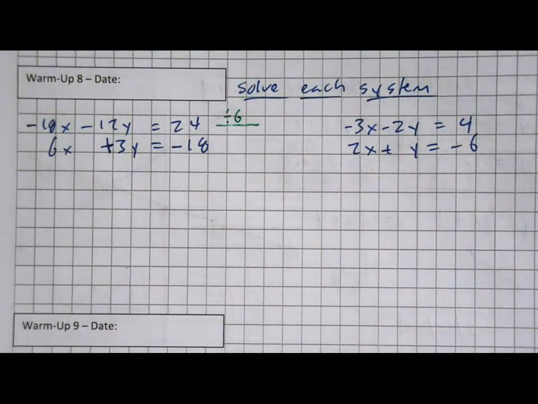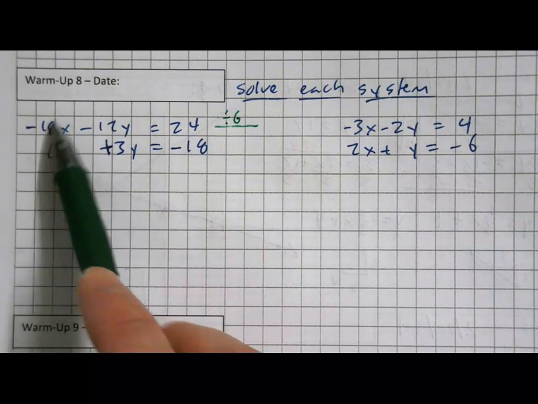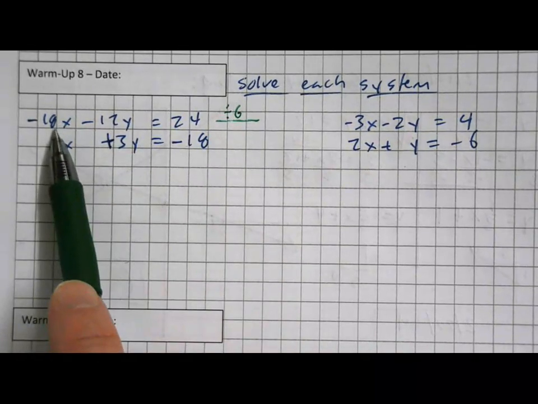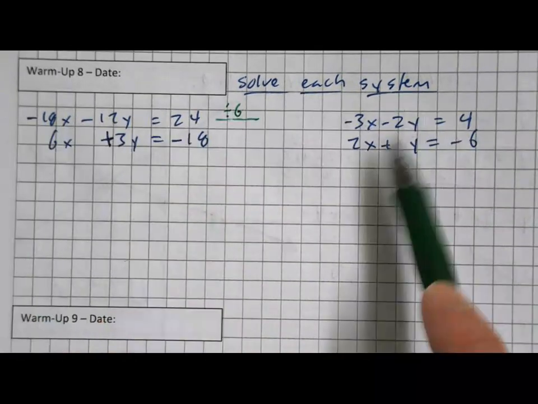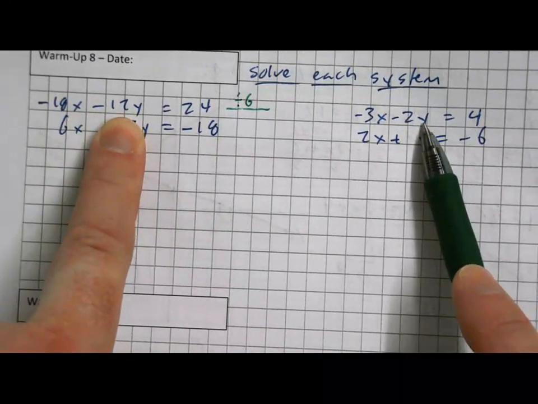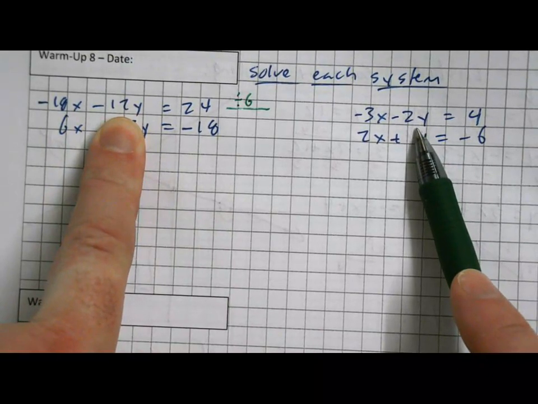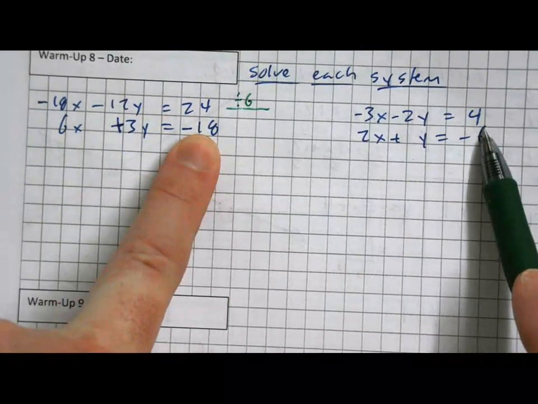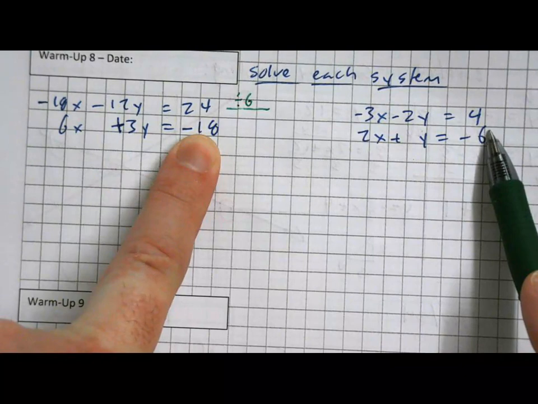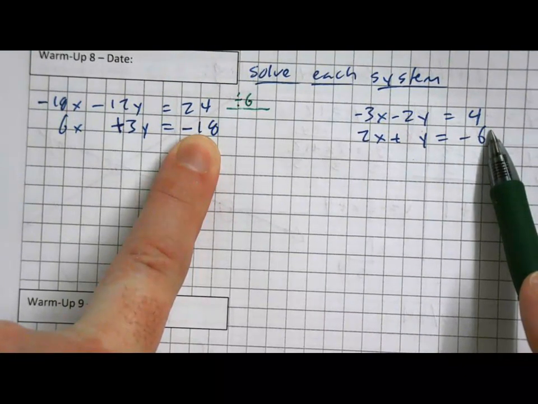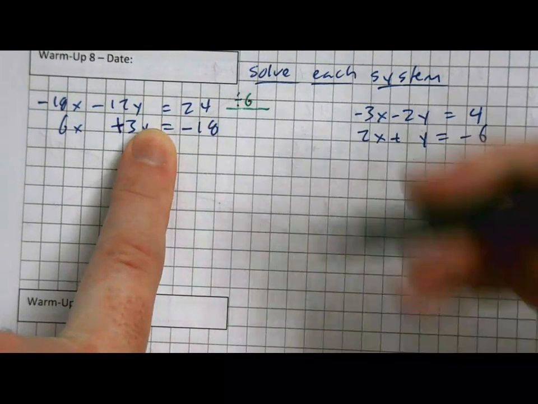I still got a couple people not paying attention who really, really need to see this, okay? If I divided all of these things by 6, what would I get? What's negative 18 divided by 6? Negative 3. And what's negative 12 divided by 6? Negative 2. And what's 24 divided by 6? 4. Okay. This equation is the same as this equation.